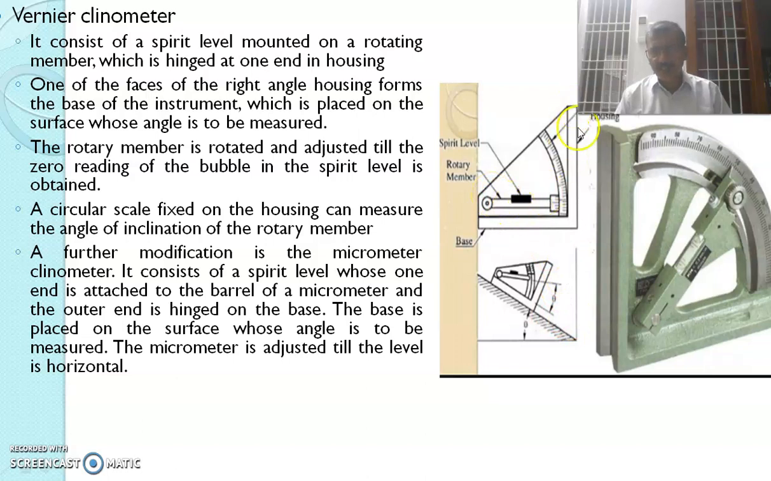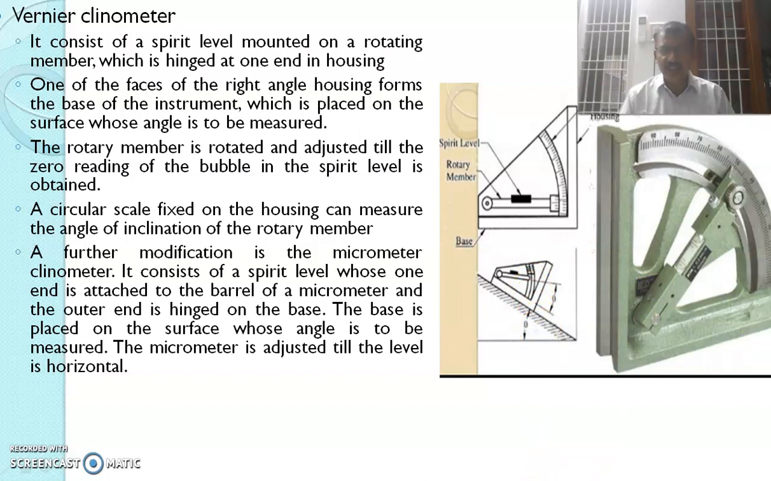Similarly, there are two right angular faces here, and this end is placed here. The first diagram is used to measure the flatness, or the straightness, of a workpiece. Here the clinometer is placed and set at this level, and it is rotated until the bubble comes to the horizontal position. Then it is tightened and the readings are noted. This is called a clinometer.